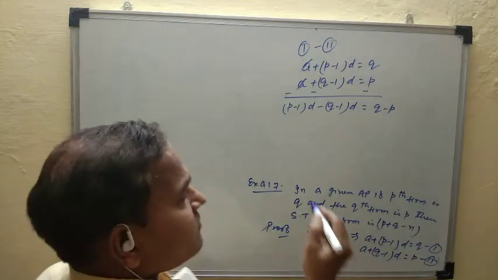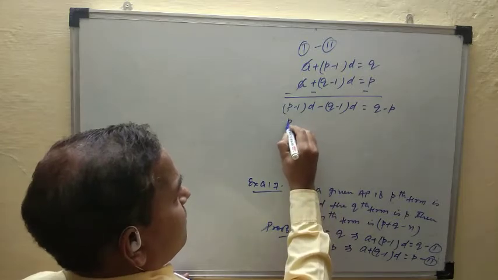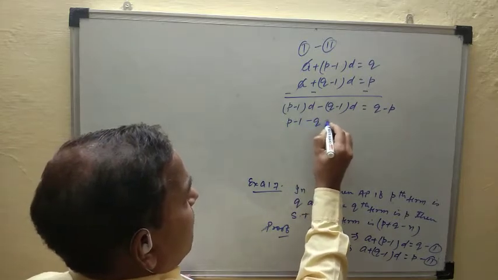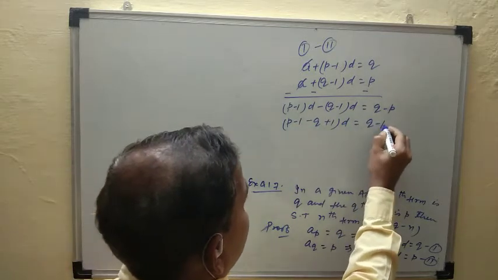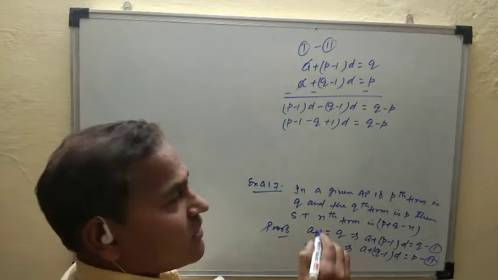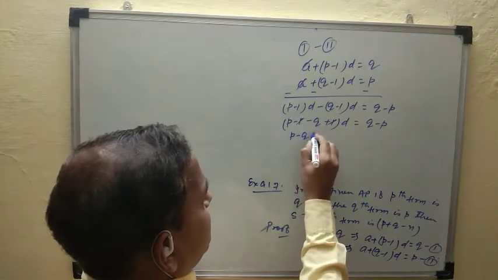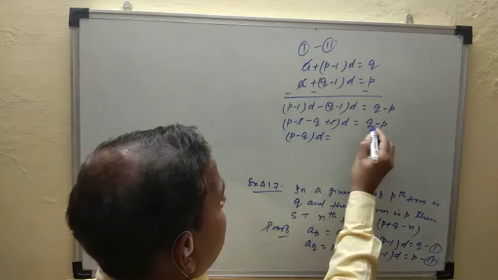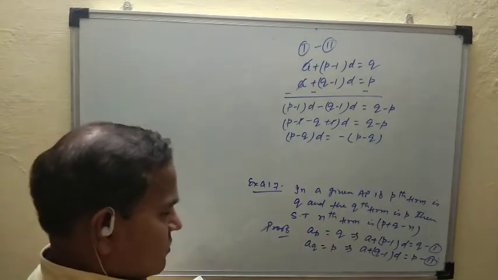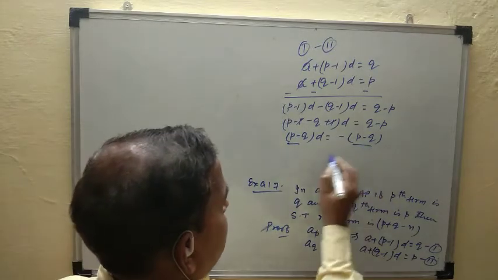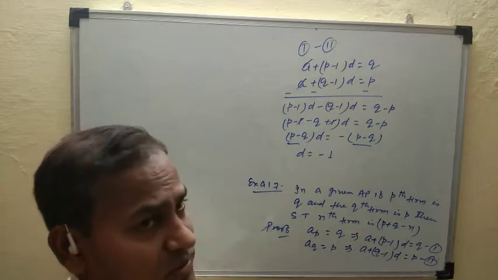Here D is the common factor, so taking D common: P minus 1 minus Q plus 1, into D, is equal to Q minus P. The plus and minus cancel. So P minus Q into D, taking minus common on the right, becomes minus of P minus Q. So P minus Q cancels, therefore D is equal to minus 1.